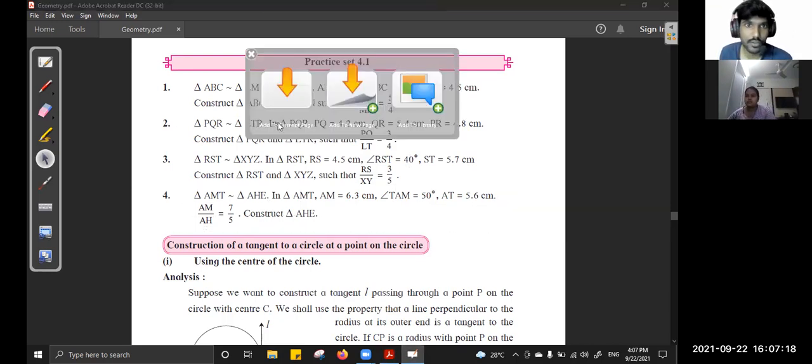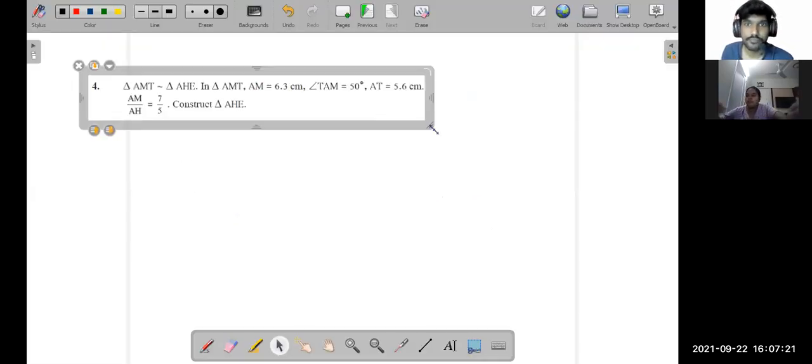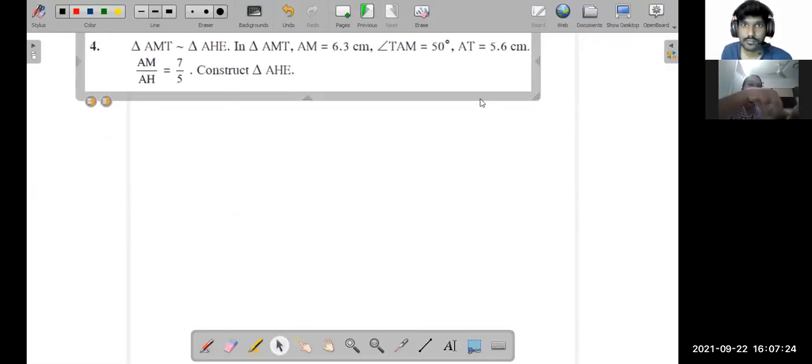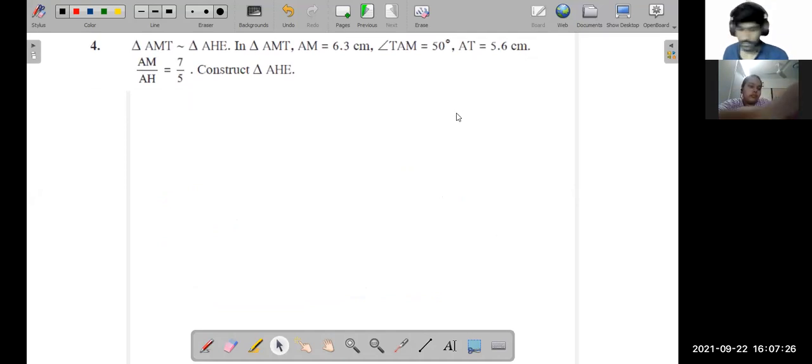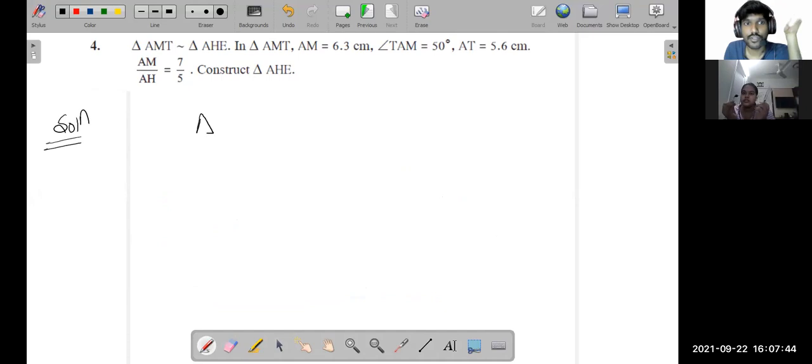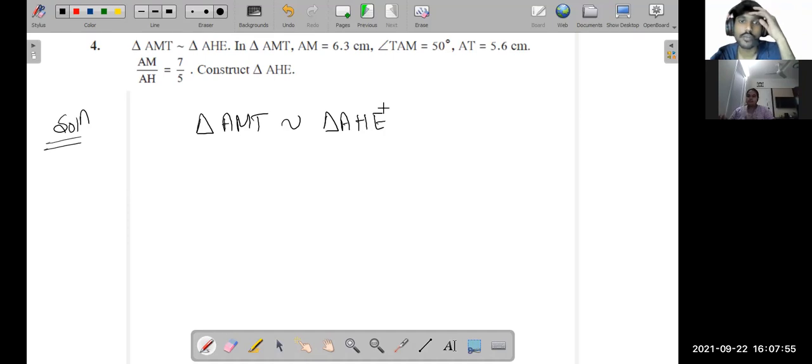Okay, I'll put the fourth question. Yeah, now I have everything. Okay, fine. Now, in this, triangles AMT and AHE. AMT is similar to AHE. This is given. Now, is there any point common in these two triangles?